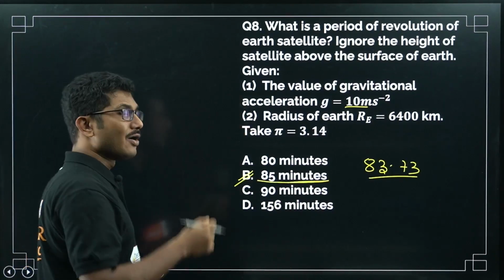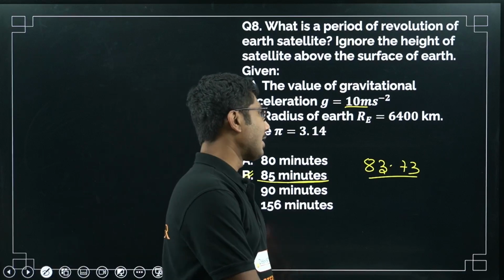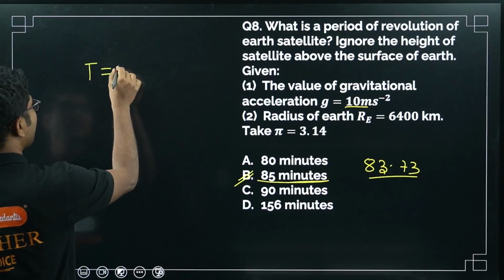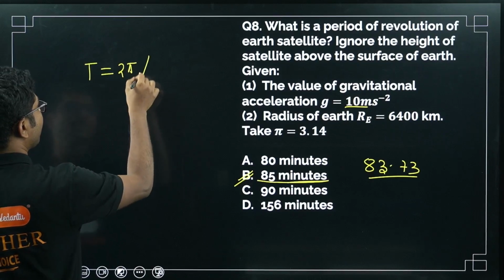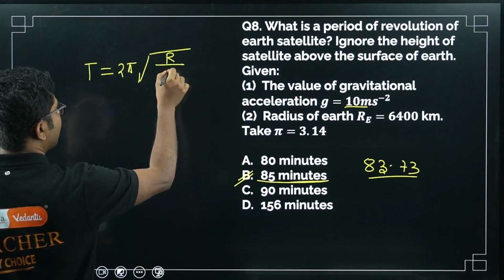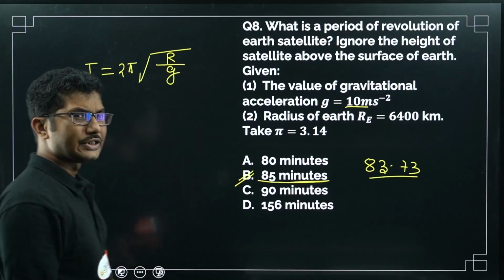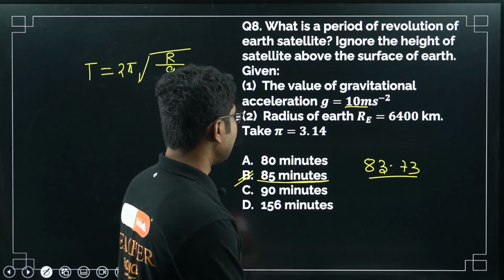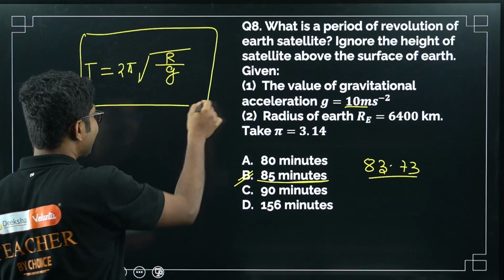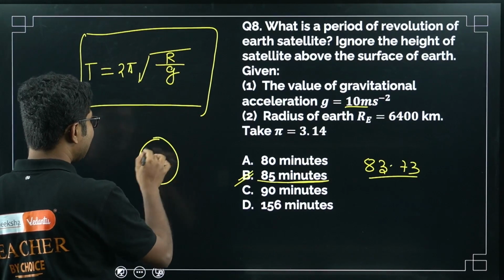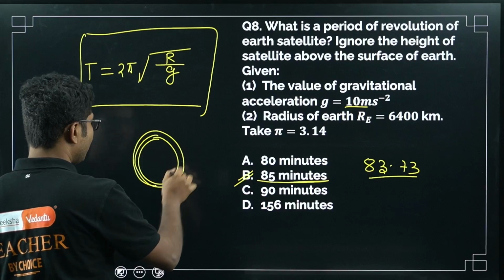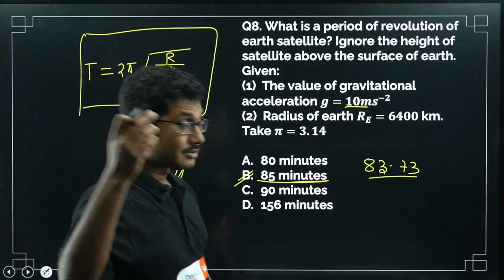Okay, you can check the formula for the time period of an Earth satellite. Time period is 2 pi square root of radius of Earth divided by g. So basically what we are assuming is that the satellite is rotating almost on the surface of the Earth. It does not have any height.